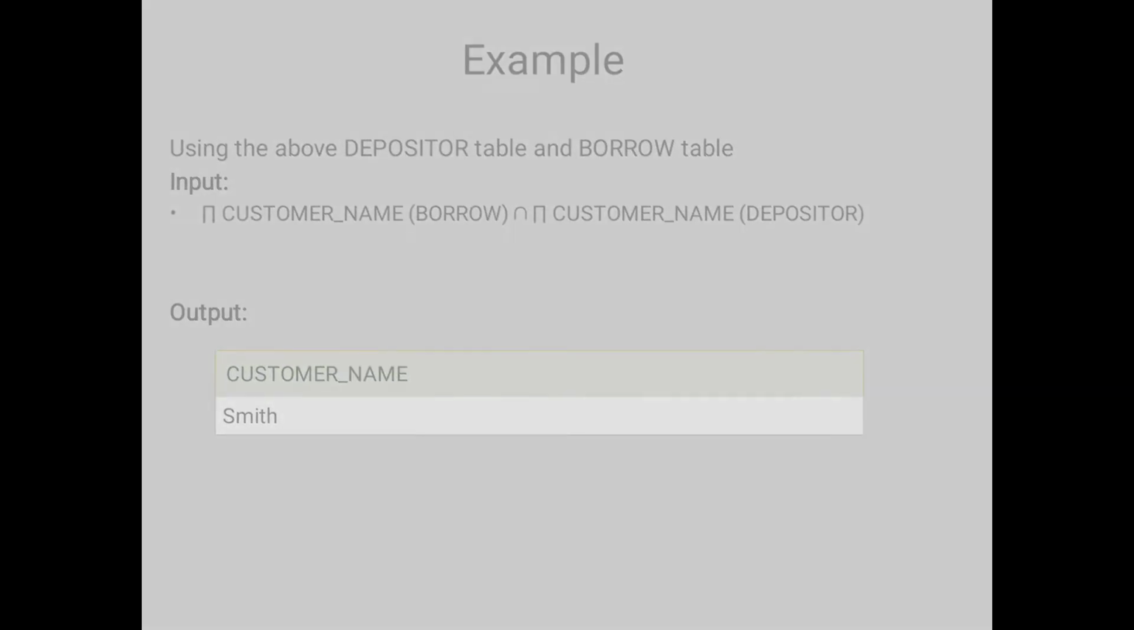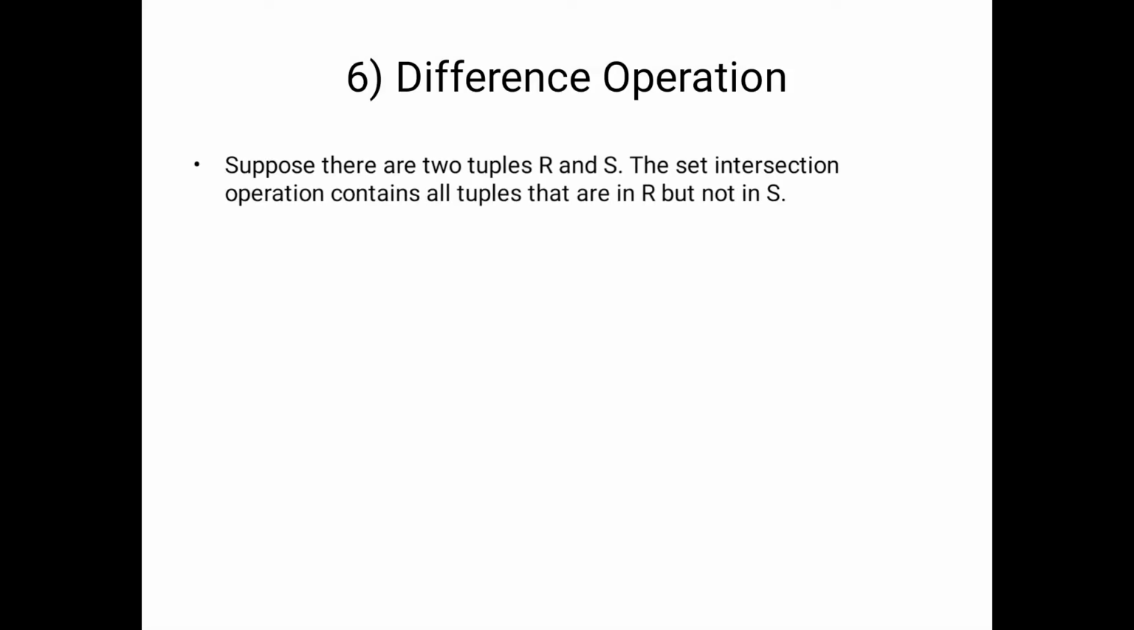Now we will move to another operation, that is the difference operation. That means the subtraction. Here we will perform the subtraction. The set difference operation contains all tuples that are in capital R but not in capital S. Here we will consider the capital R. We will remove what information is available in the capital S. Now we will show the example also, no problem. It is denoted by minus, notation is R minus S.